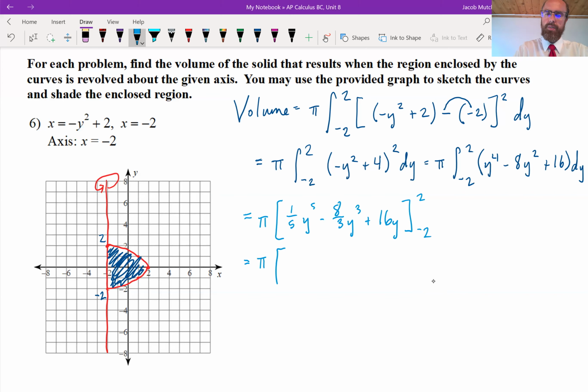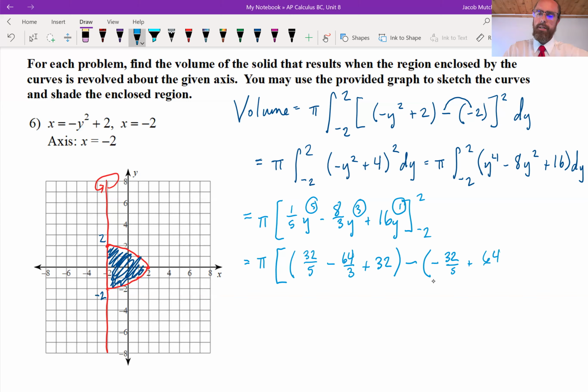So I'm going to substitute in 2 first. That's going to give me basically 2 to the power of 5 is 32. So 32 over 5 minus plugging in 2 to y cubed is going to give me 8 times 8/3 is 64 over 3. And then 16 times 2 is 32. When I substitute in -2, everything's going to be the same, but because these powers are odd, I'm going to preserve the negative sign. So all the values will be identical, but the signs are opposite. So -32 over 5 plus 64 over 3 minus 32.